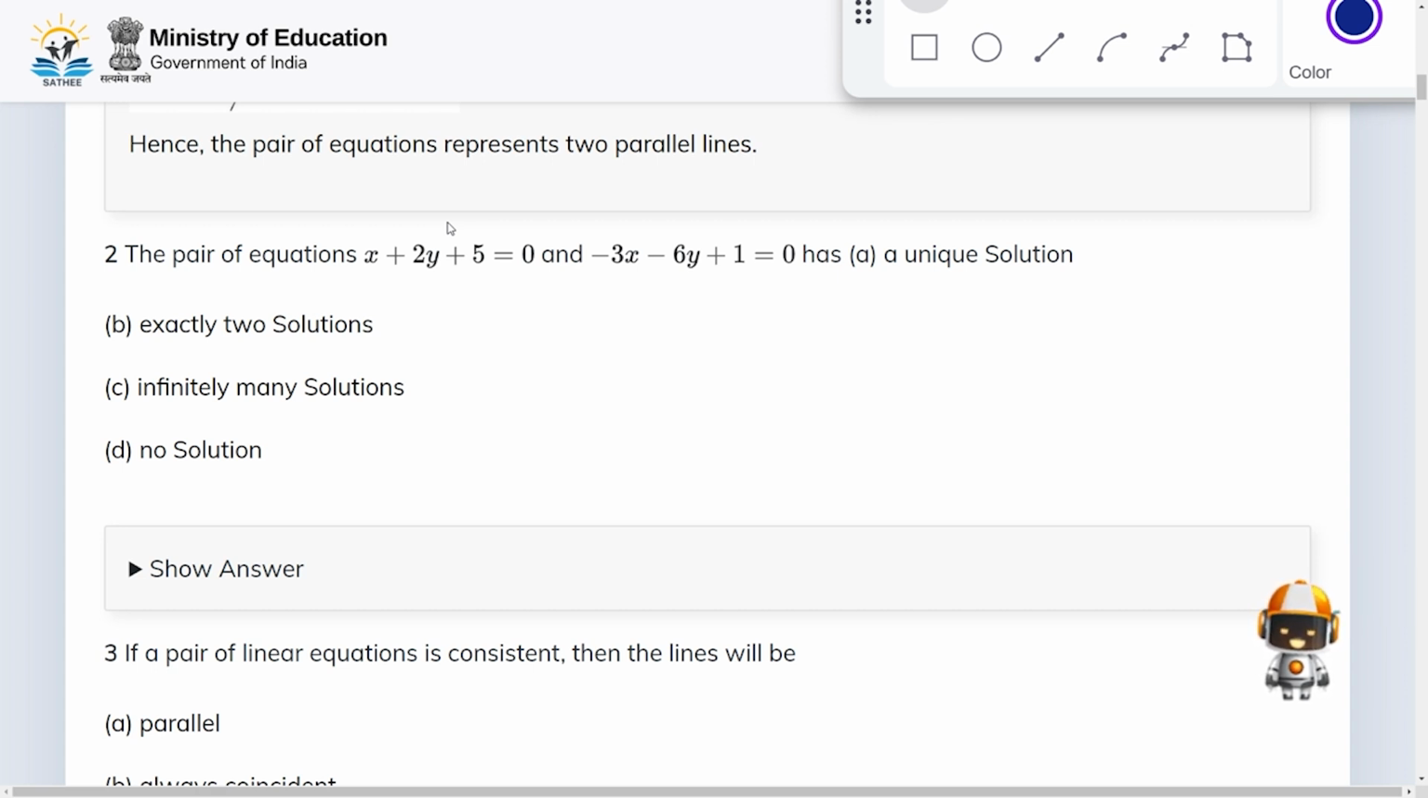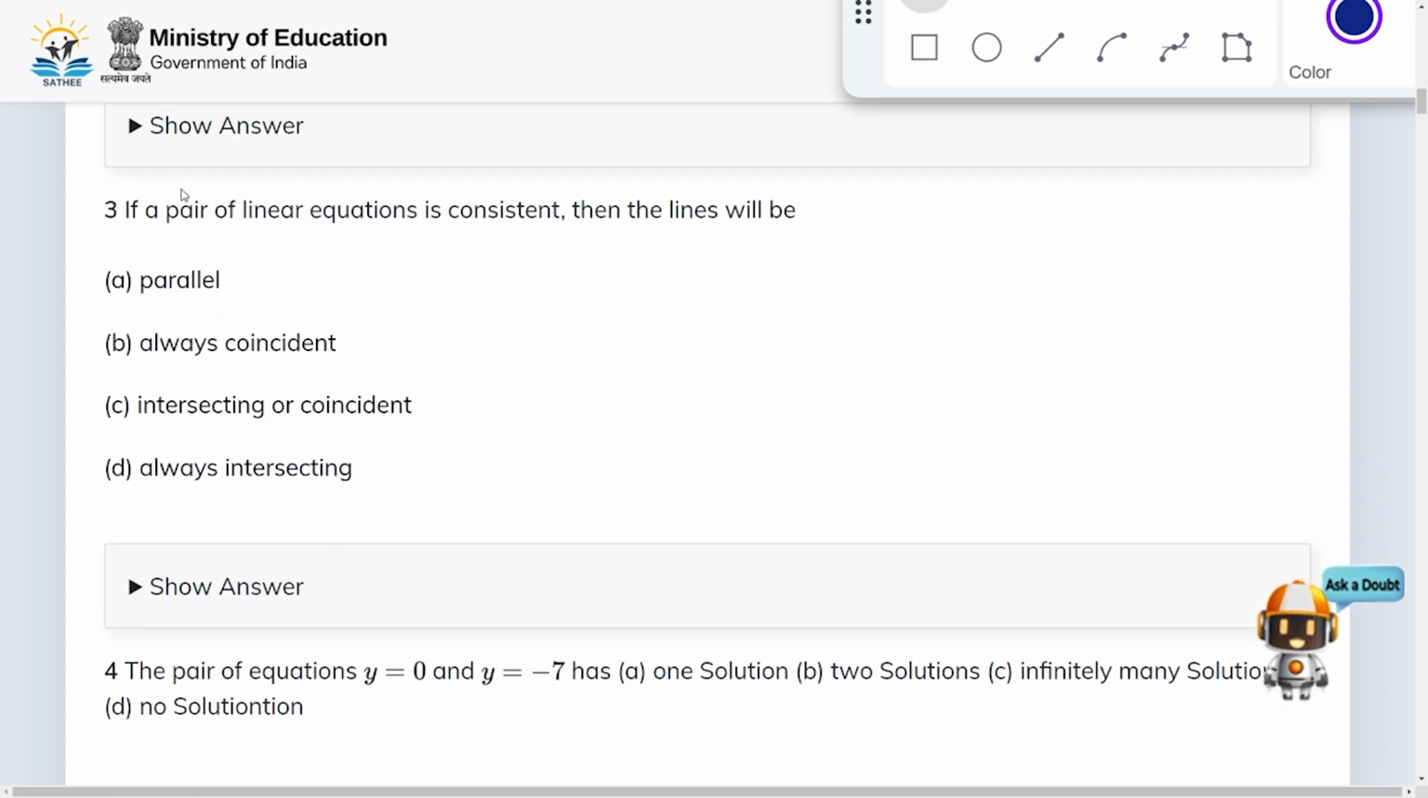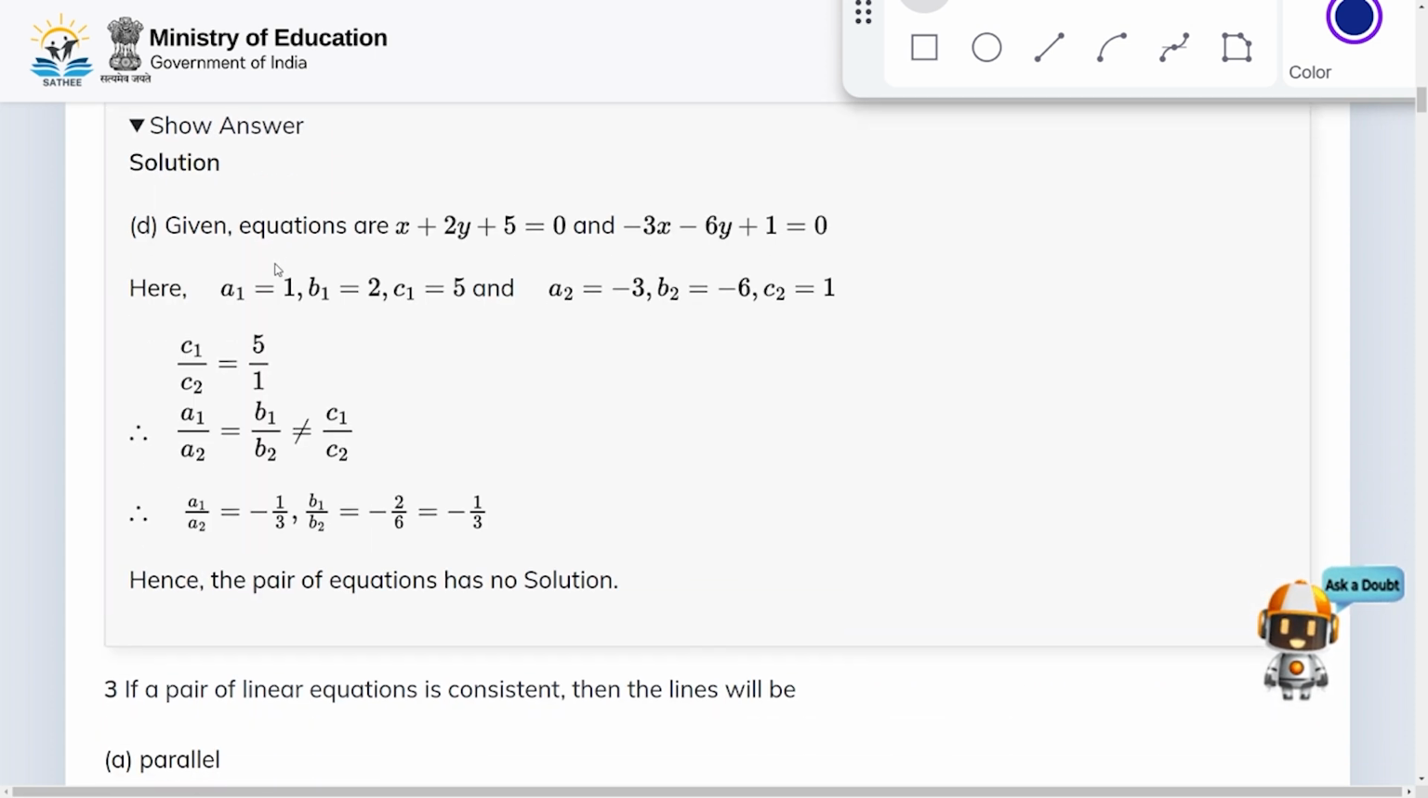Okay, so if we compare this with that general form, then you will get the value of a1, b1, c1 and a2, b2 and c2. Okay, so let us see here the solution. So here the given equations are x plus 2y plus 5 is equal to 0 and minus 3x minus 6y plus 1 is equal to 0. Okay, so here if we compare these equations with the general form of a pair of linear equations, a1x plus b1y plus c1 is equal to 0 and a2x plus b2y plus c2 is equal to 0.